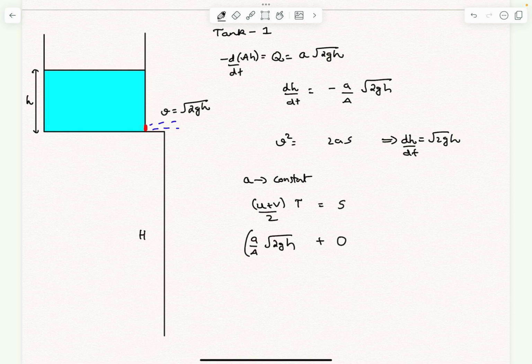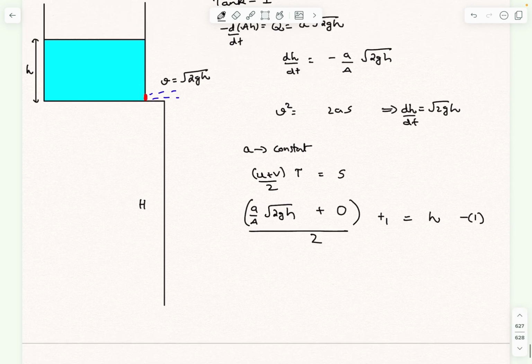So the final velocity is 0, divided by 2, times the time taken to empty the tank, T1, is equal to h. Displacement is nothing but the distance traveled by the free surface, which is going to be h. So the right side would simply become small h. So this is going to be our equation number 1.